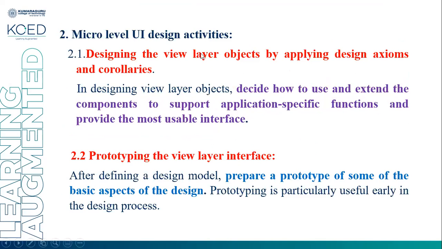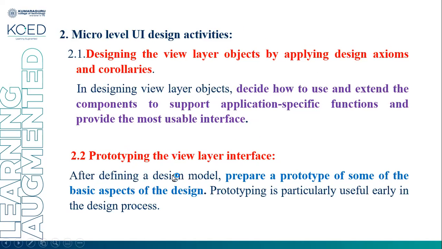Again, the micro level UI design activities contain four steps. First is designing the view layer objects by applying the design axioms and corollaries. When designing view layer objects, decide how to use and extend the components to support the application specific function and provide the most usable user interface. Second, prototyping the user interface.